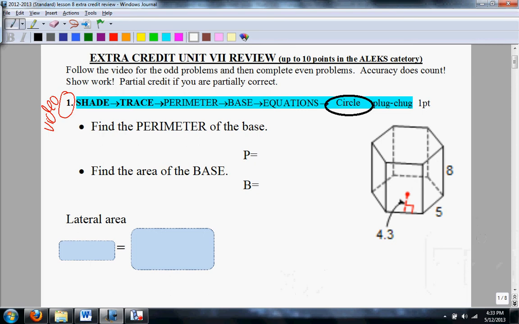Students, this is the extra credit review, second portion. We're going to be working through 2 problems together, and then you have a few problems on your own. This is up to 10 points in the ALEX category. So let's start with the basics.